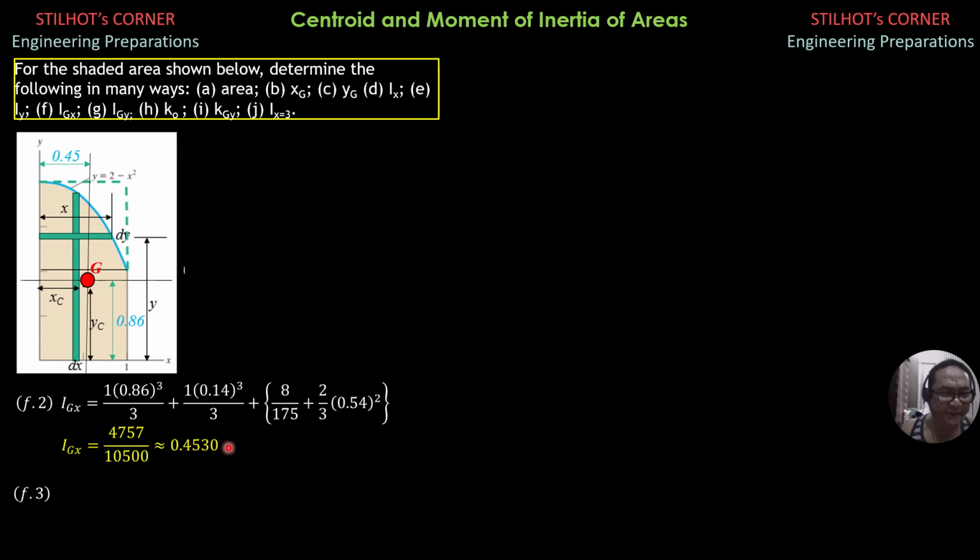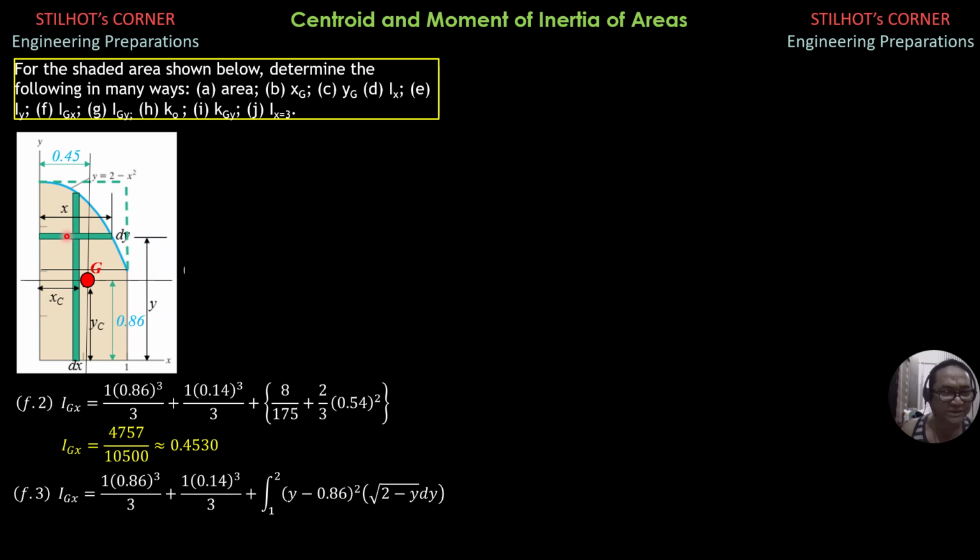Next method, F.3, this is by considering this one, then integrating the upper part. So the integral for the rectangle 1 by 0.86, same as that, we have to copy. And for the second term, we have to evaluate the integral, which is constant distance squared, considering a horizontal strip, in this case, constant distance squared, differential area.